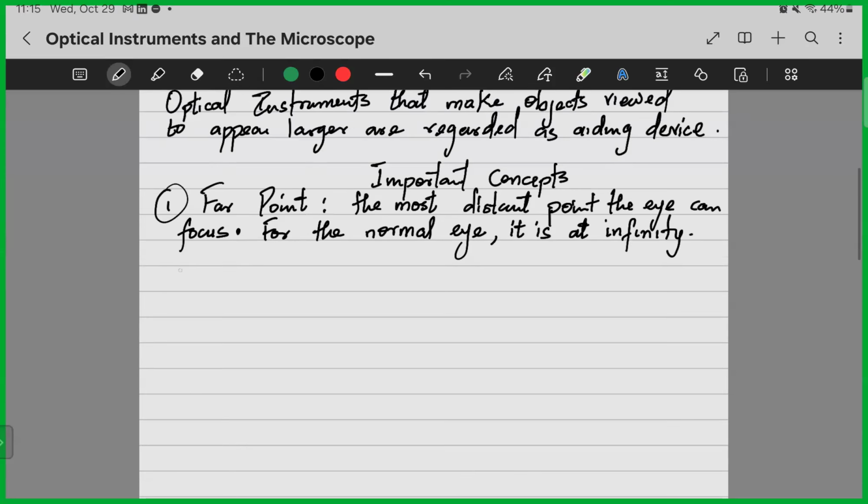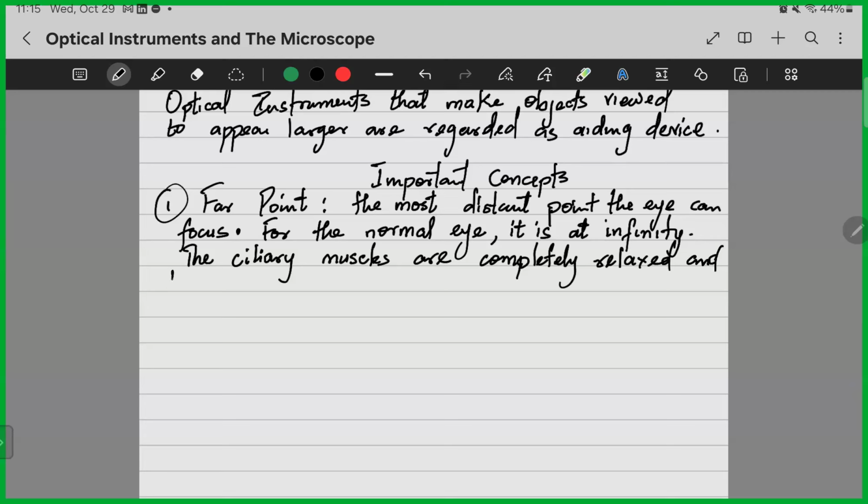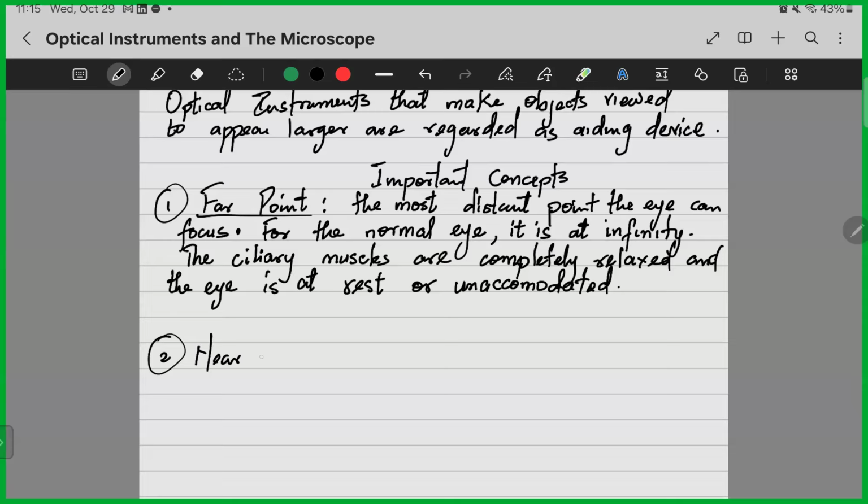Okay, let's make some other points under this point and say the ciliary muscles, C-I-L-I-A-R-Y, ciliary muscles are completely relaxed, and the eye is at rest or unaccommodated. That is far point. Let's go to the next important concept with respect to the eye, called a near point.